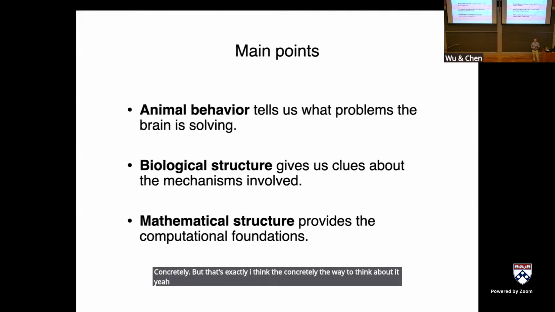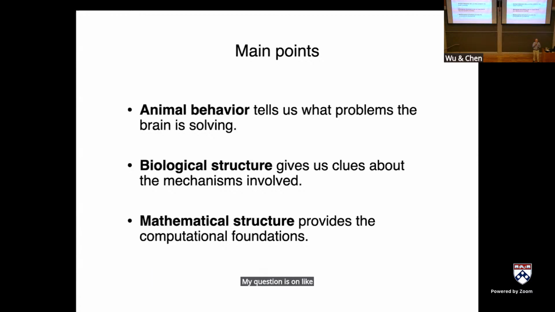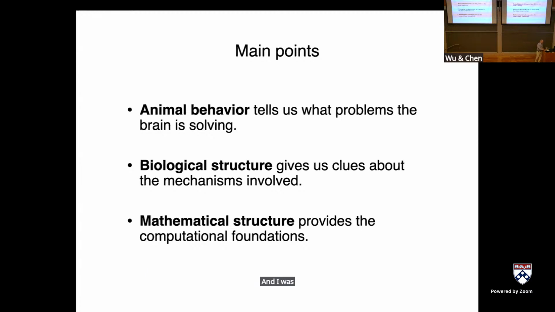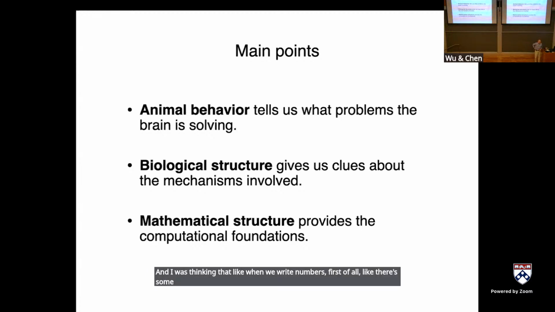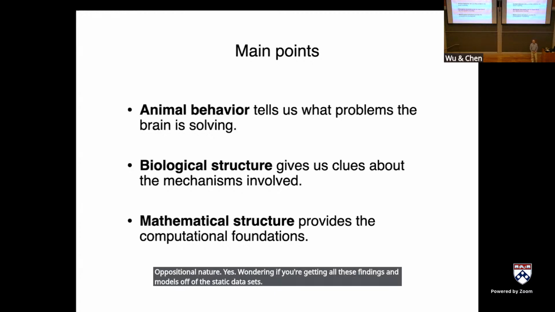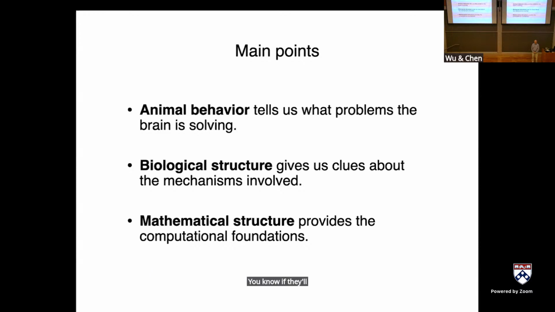So my question is on how do you know if your findings validate real phenomena? So I was looking at the MNIST experiment you're doing, and I was thinking that when we write numbers, first of all, there's some temporal aspect. We draw the numbers out, and also while we're drawing, there's parts of the digits that overlap with other digits. So there's some compositional nature. So I'm just wondering, if you're getting all these findings and models off of static data sets, do you know if they'll transfer over to the real world?